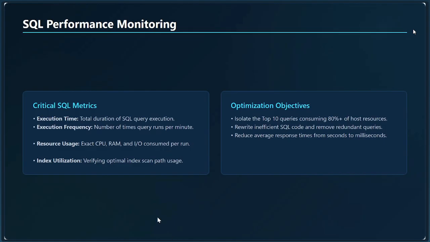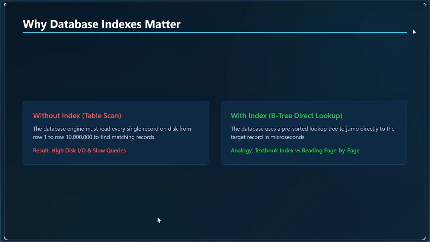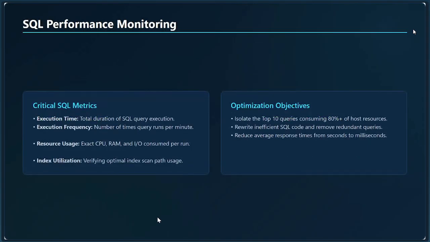Okay, yes. So you look at the execution frequency, and you look at the resource usage. If I run a query, let's say I'm selecting something from the database, what size of RAM does it use? What size of memory does it consume when I'm running that? Those are things you look out for. So the objective, your goal, is to isolate the top 10 queries consuming 80% of your host resources.